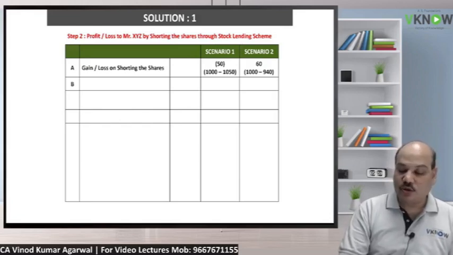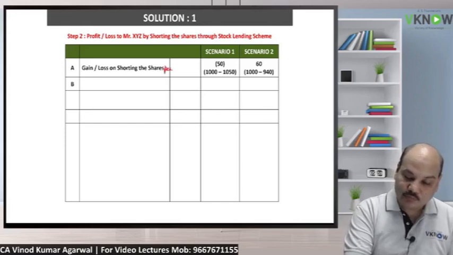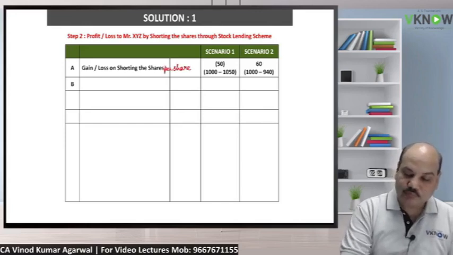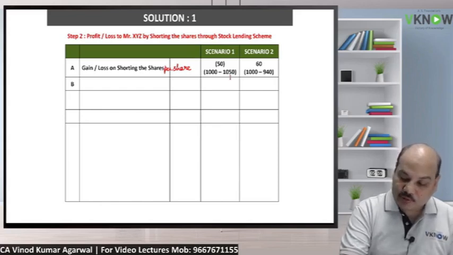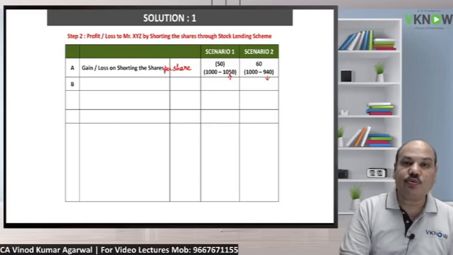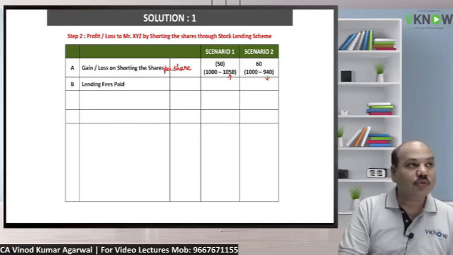Gain or loss on shorting the share per share is 50 rupees, and 50 rupees is loss because the price has gone up, and here the price has gone down, so 60 rupees gain. In case of short seller, profit is made if the price goes down. Loss will be suffered if the price goes up.